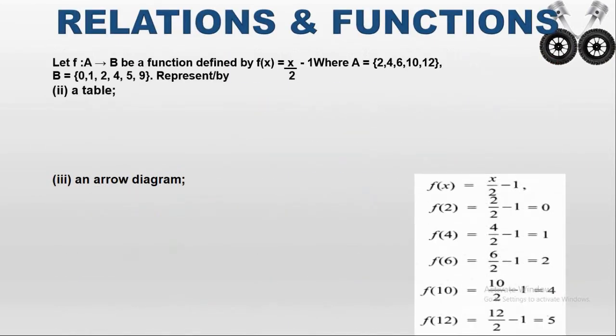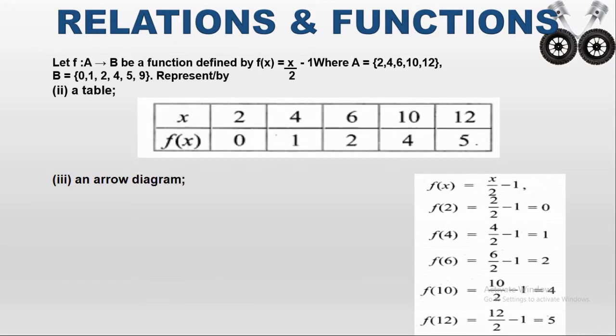So next one is table form. So what is the table form? It is also the same as an ordered pair. So you have to write the x value and f of x in a table form. So first you have to write the x value. So what are the x values? 2, 4, 6, 10 and 12.